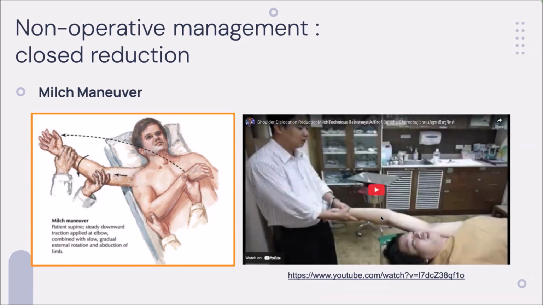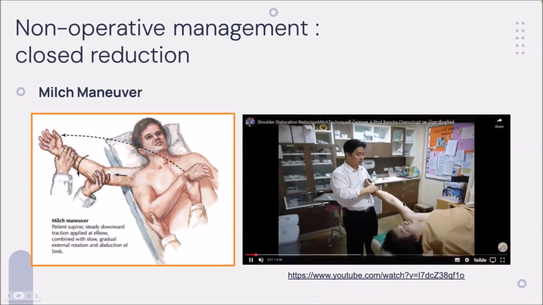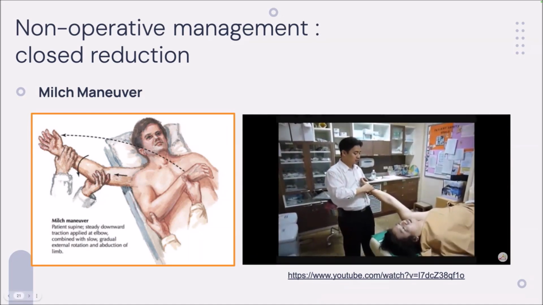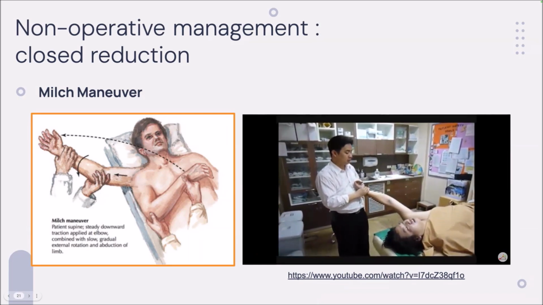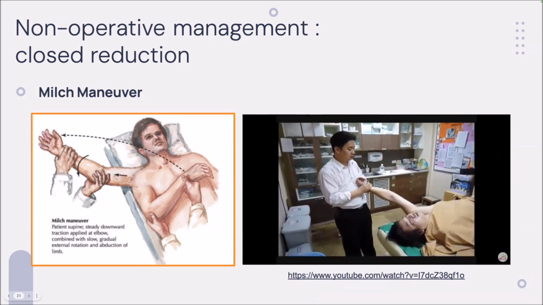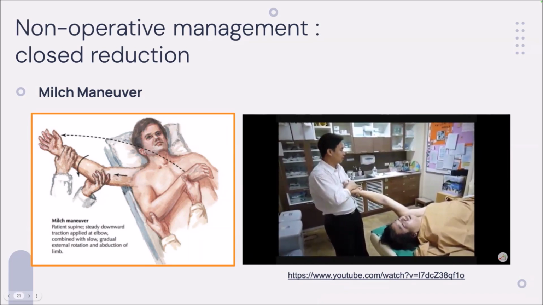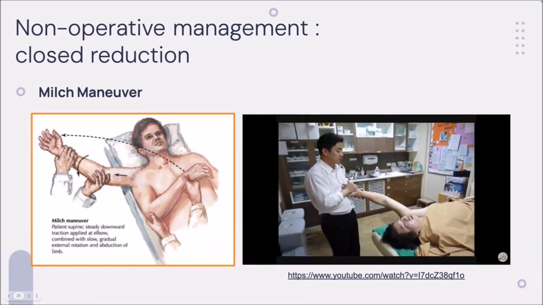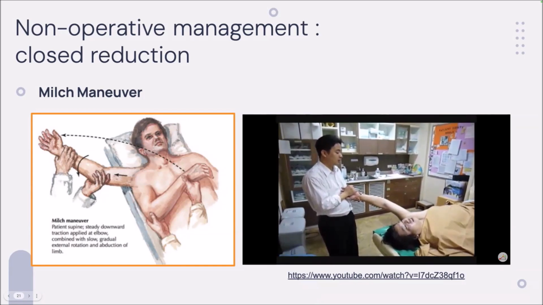So the trick is that you just apply traction in the dislocation position, and gently supinate, then abduct, and finally the shoulder will pop in very gently. But the patient needs to have good cooperation. So we call this the Milch maneuver.